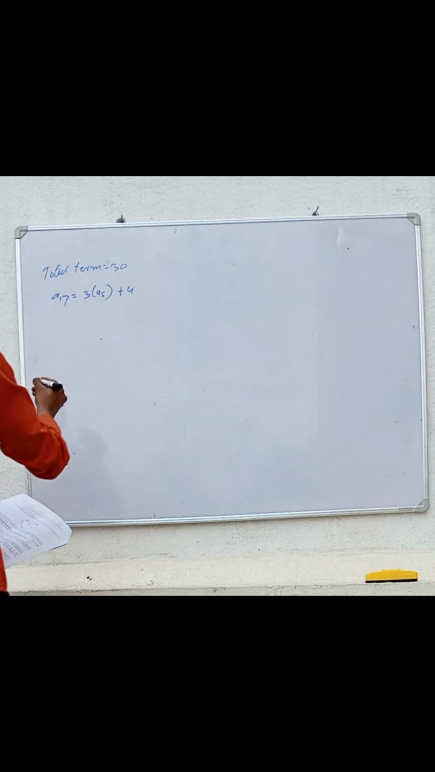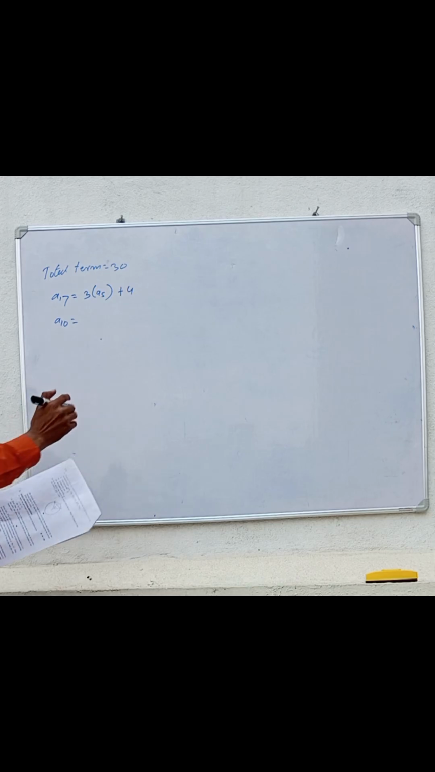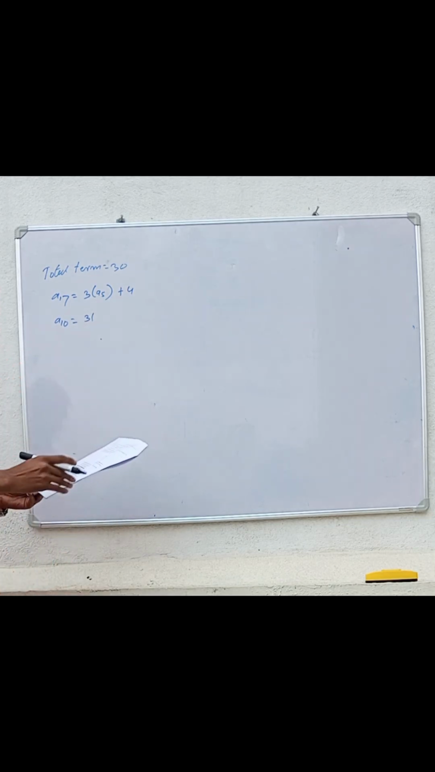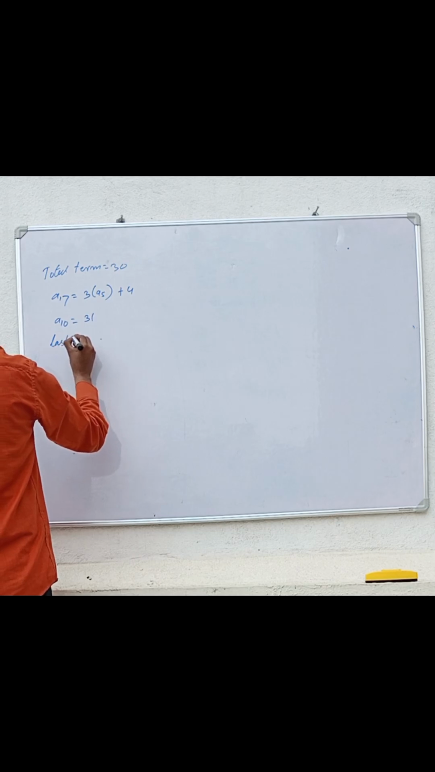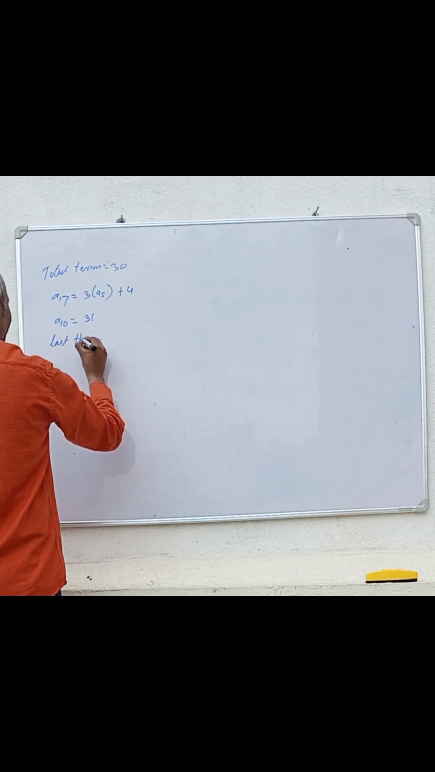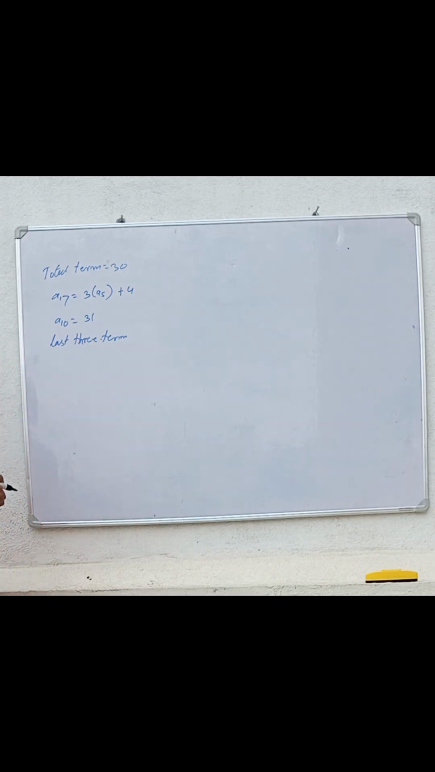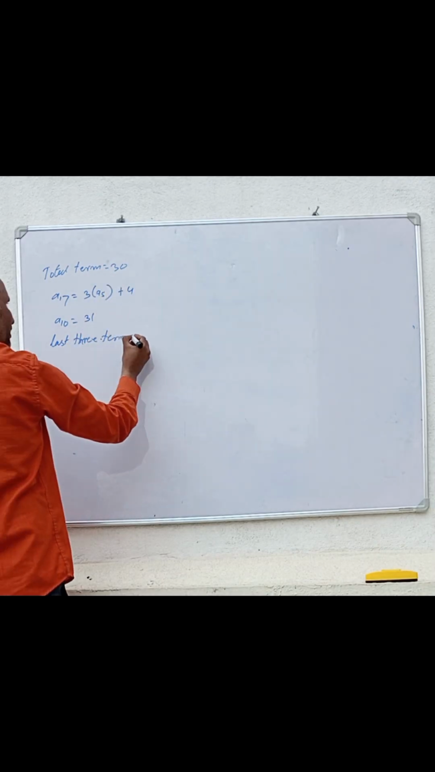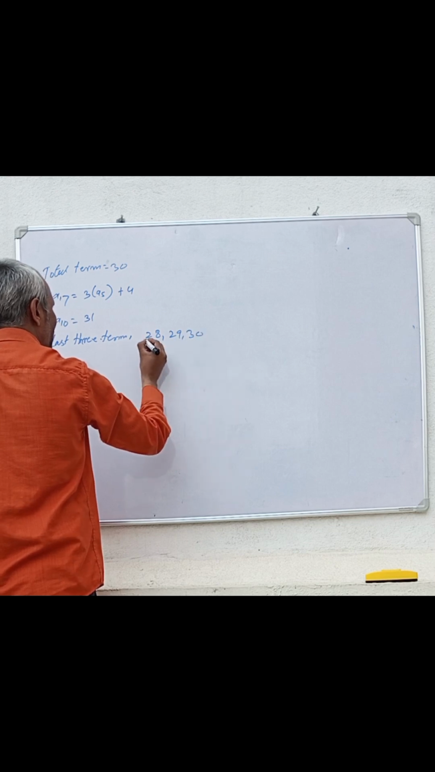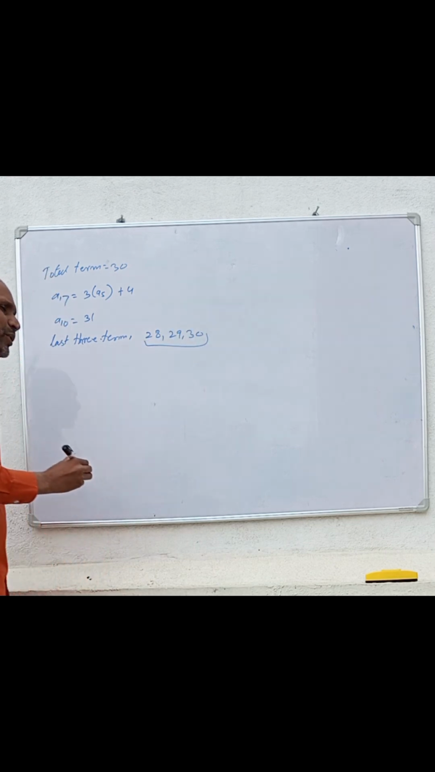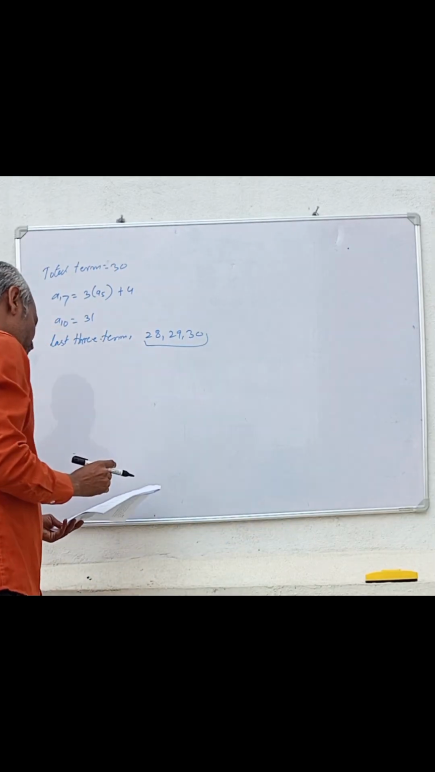If the 10th term, A10, of the progression is 31, find the last 3 terms. We are finding the last 3 terms. Last 3 terms means 30 is there, so we are finding the 28th, 29th and 30th terms: A28, A29, A30. These terms we are going to find out.